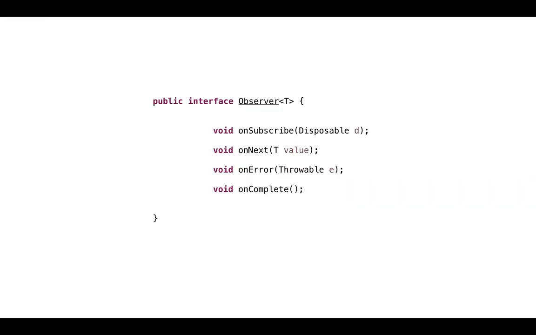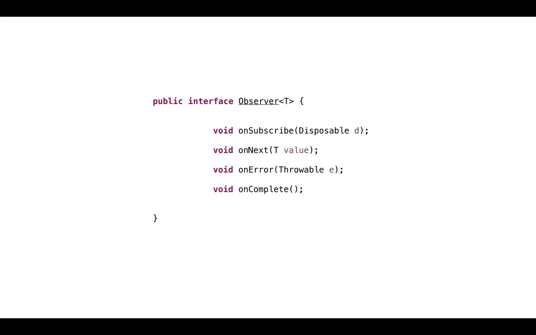Look at this Observer interface. We discussed all the methods except the onSubscribe method. The onSubscribe method is called once when an observer subscribes to an observable. So if we are going to create an observer, we have to implement these methods.